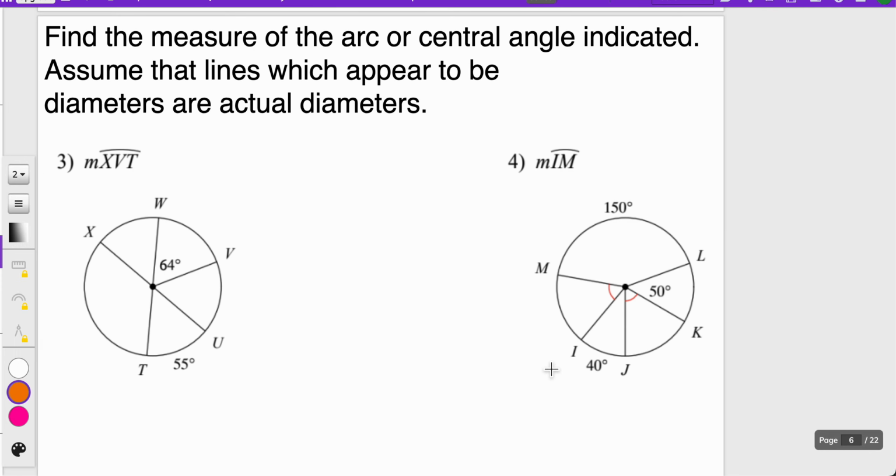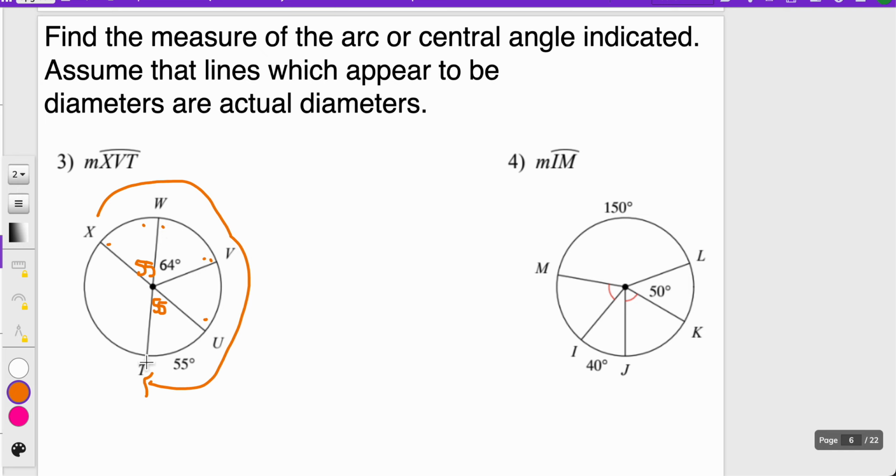Finding the measures of the arc or central angle indicated, assume that lines which appear to be diameters are actual diameters. So if we look at X, V, T, that's the entire major arc here. We're thinking about matching angles as well, but this time we've got a vertical angle. So this is 55, this is 55. And then from X to W to V, and V to W, that's 180.